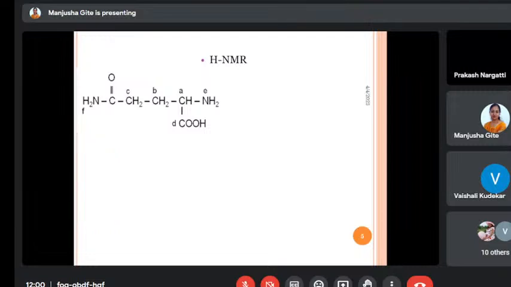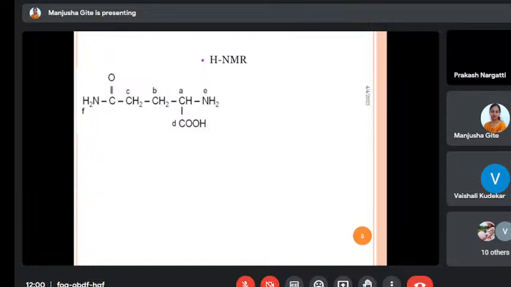Then I told you it gives one signal in HNMR. There is only one type of proton. Both methyls are equivalent, so they give one signal. What is meant by equivalent and non-equivalent protons? Equivalent protons are protons appearing in the same environment, meaning their chemical shift is the same. Protons whose chemical shift differs are called non-equivalent protons.